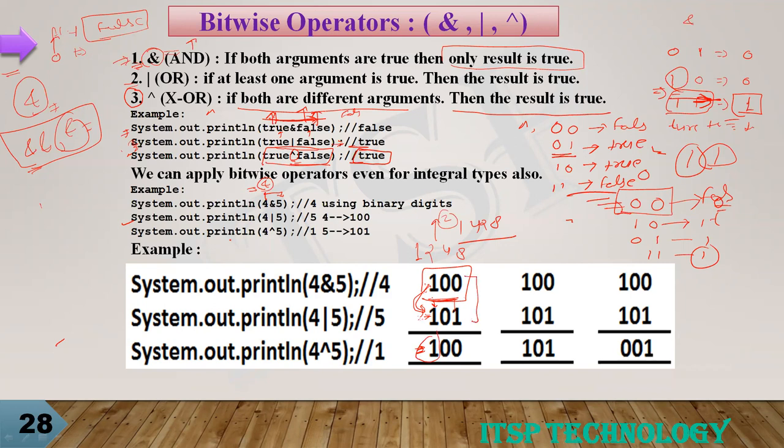In the AND case, this is what happens: if any argument is false, then output will become 0. So 1 0 1 means 8, 4, 2... output will become 4. How can we write a 4 like that?